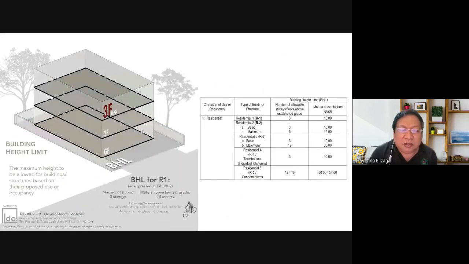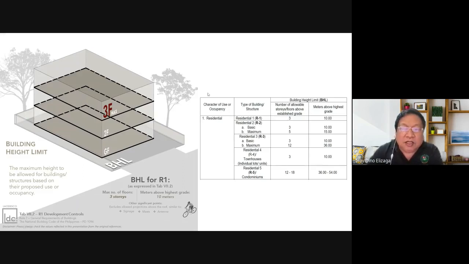And then there's also the building height limit to consider, and this applies even to the subdivision. For R1, the height above the highest grade is 10 meters. You can actually go as high as three floors, but not beyond 10 meters, which means that your roof will have to be flat. Otherwise, you can have two floors, which is required by the project, and then you can have a gable roof, for example, or hip roof.